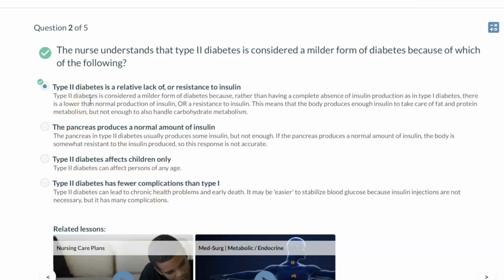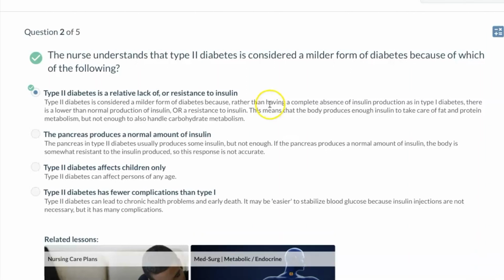So the best answer, even for a question that I didn't really like that much, is that there's not a complete absence of insulin production as in type 1 diabetes. There is a lower than normal production of insulin or a resistance to insulin. This means that the body produces enough insulin to take care of fat and protein metabolism, but not enough to handle carbohydrate metabolism.